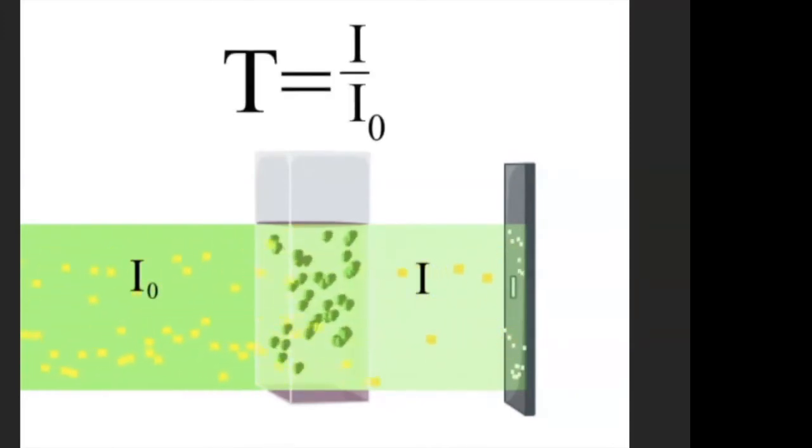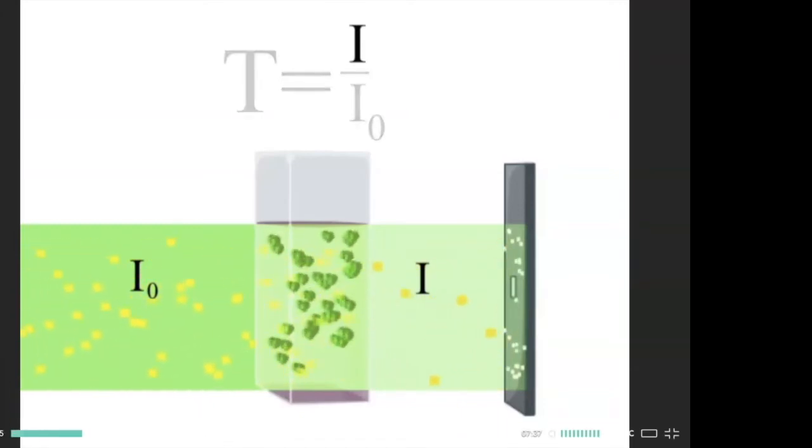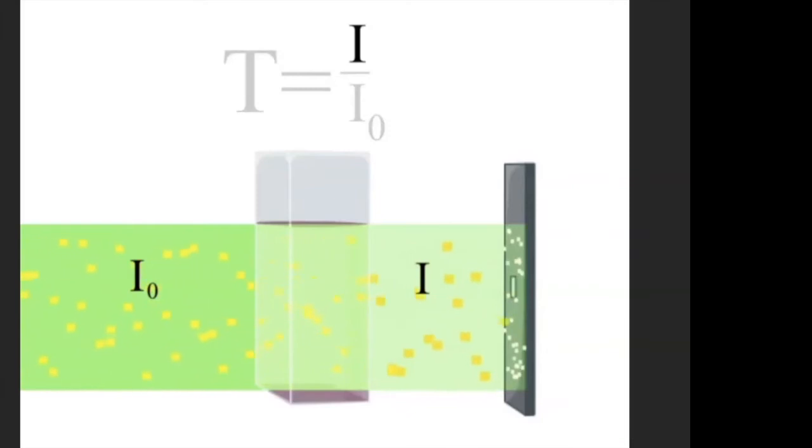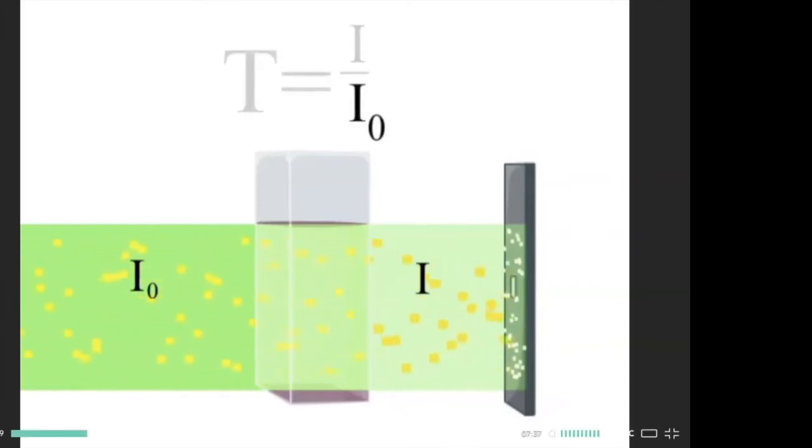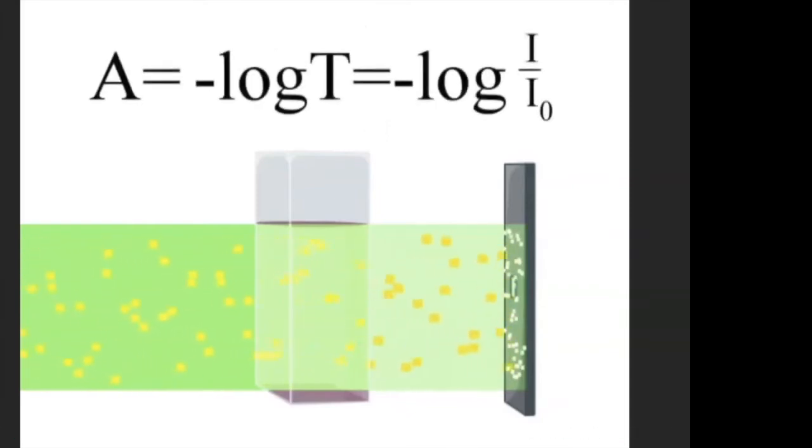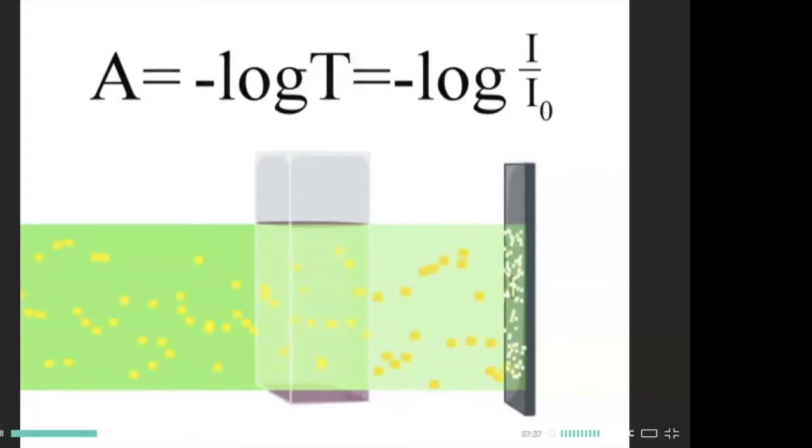Transmittance is the fraction of light that passes through the sample and is defined as the intensity of light passing through the sample over the intensity of incident light. Absorbance is the inverse logarithm of transmittance and is the quantity your spectrophotometer will measure.